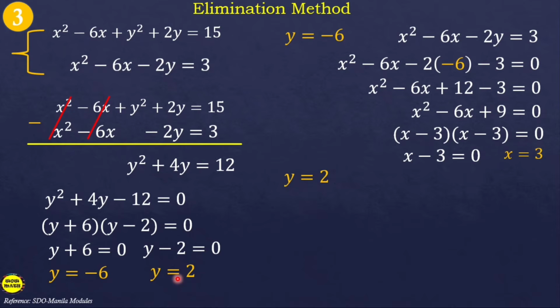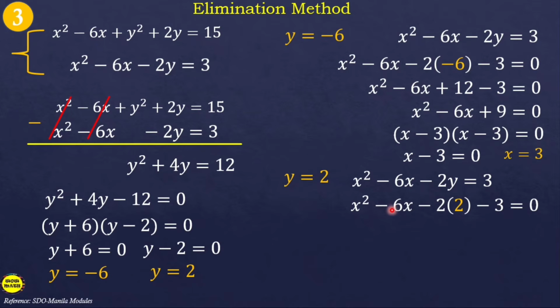Another, yung value ng y, i-substitute din natin, same yung gagamitin natin, ito pa rin. So, papalitan natin yung y natin ng 2. So, x squared minus 6x minus 2 times 2 minus 3 is equal to 0. So, x squared minus 6x, negative 2 times 2, that is negative 4. Copy negative 3 is equal to 0. So, x squared minus 6x minus 7 is equal to 0.